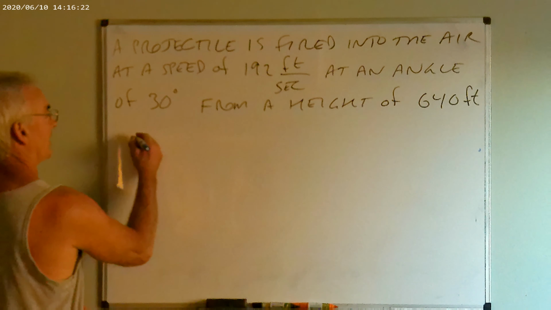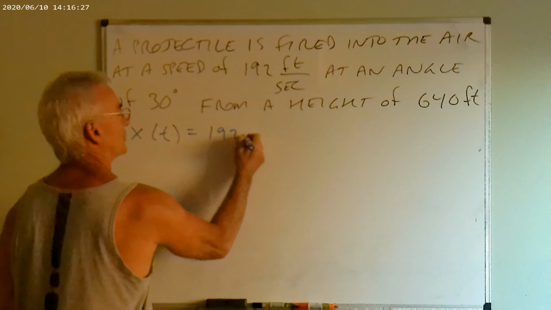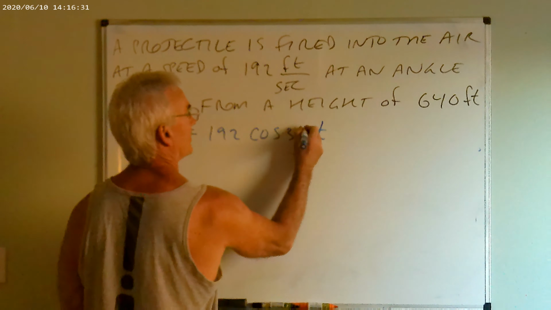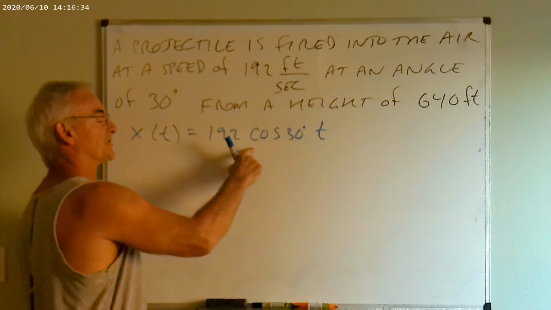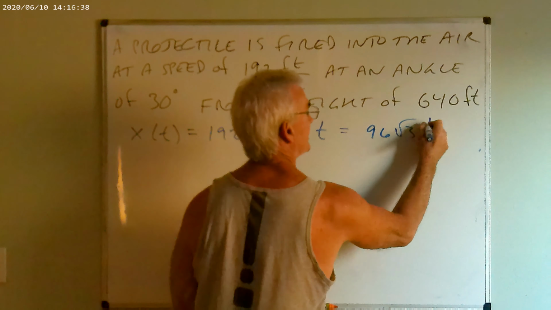So the first thing we'll find is x of t. x of t is 192 times the cosine of 30 degrees times time. Well, cosine of 30 degrees is just root 3 over 2. So this would be 96 root 3 t.